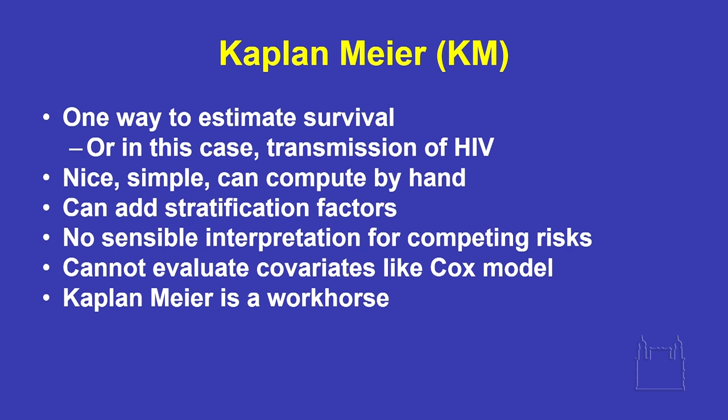The reason we're going to talk about Cox modeling is because Kaplan-Meier does not handle covariates. And if you're going to stratify, you still have to have something I can categorize. And who knows if I'm going to make those categories in a reasonable way.